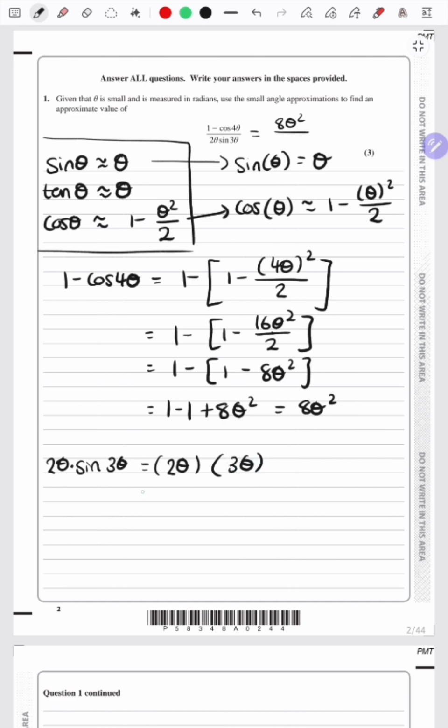And now we can simplify this out as, well, 2 theta times 3 theta is 6. 2 times 3 is 6, and then we have theta squared. So that gives us the denominator is simply 6 theta squared. So we have that using small angle approximations, this expression becomes 8 theta squared over 6 theta squared. And now we can simplify this down simply by cancelling the theta squared from the top and bottom, getting 8 over 6, and then we can simplify this further to 4 over 3.